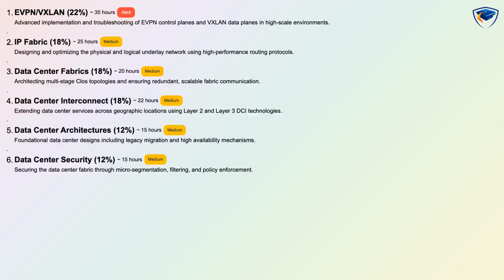EVPN VXLAN is 22%, IP fabric is 18%, data center fabrics is 18%, data center interconnect is 18%, data center architectures is 12%, and data center security is 12%. Expect conceptual and scenario-based assessments across these domains and plan study time according to the indicated weights.